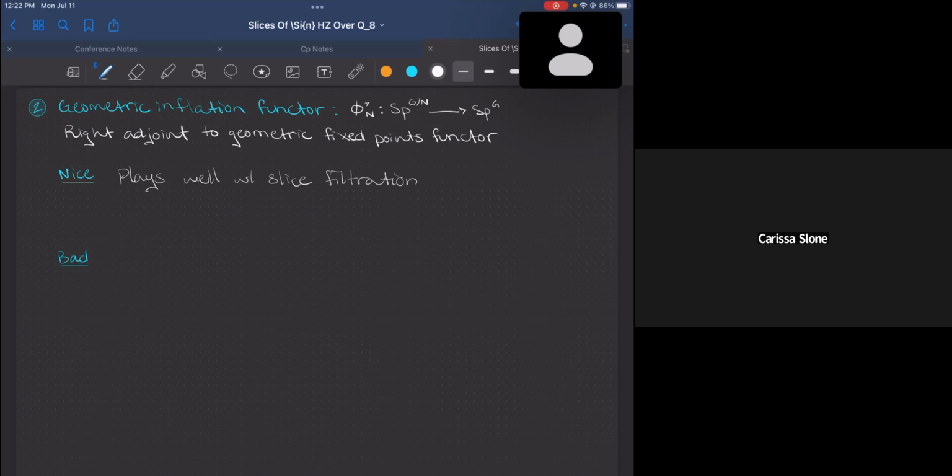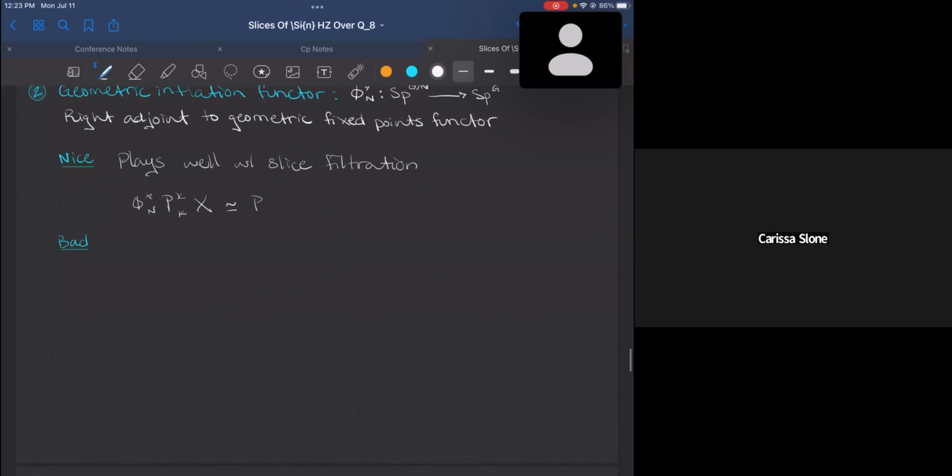So if we take the pullback of the K slice of some spectrum X, that is equivalent to the DK slice of the pullback of X, where the order of N is D. This is a really great tool.